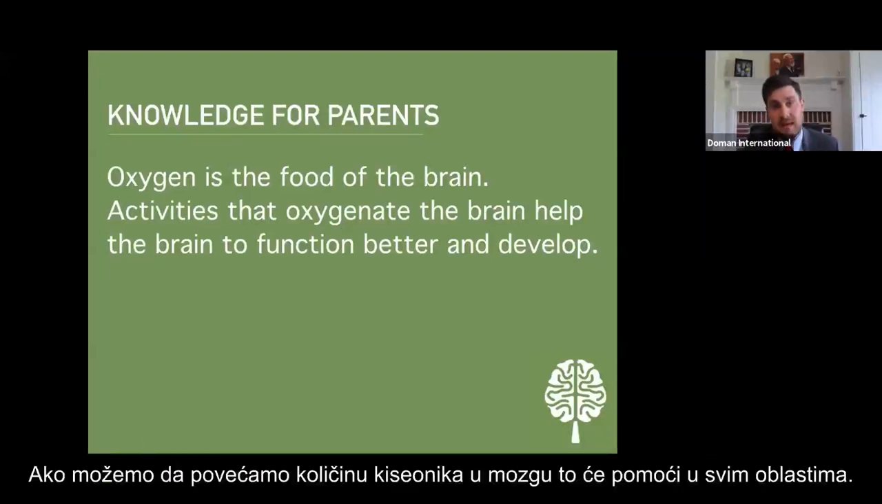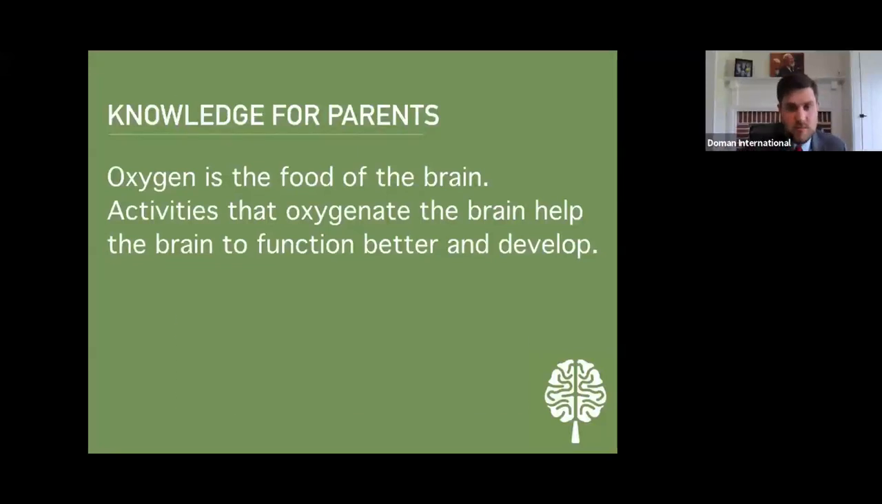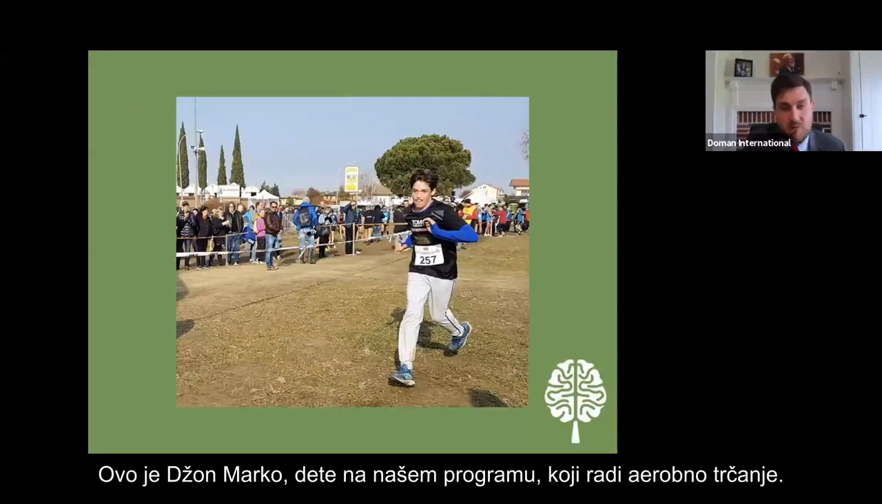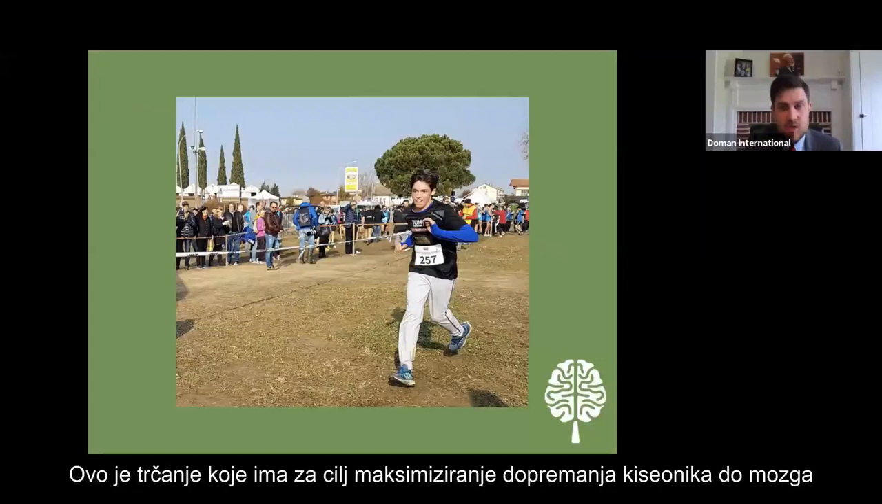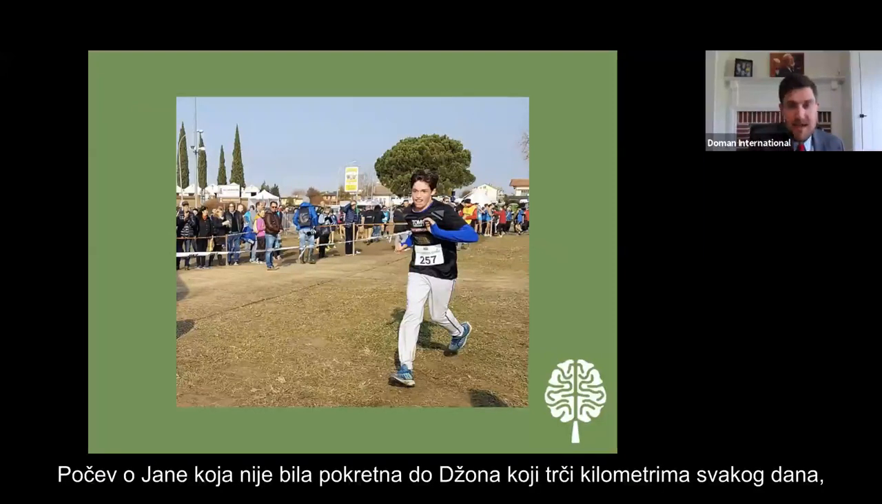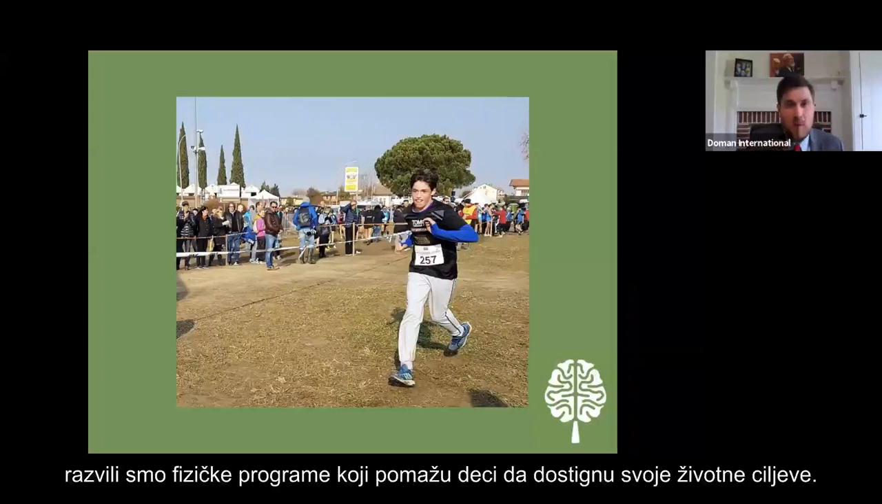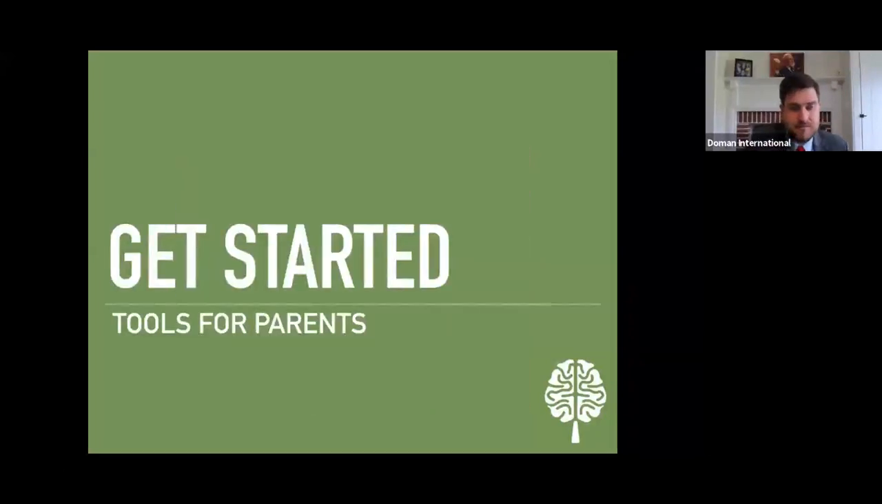And when we find that we can increase oxygen delivery to the brain, it can help in all areas. It can help in a child's speech development, their mobility development, their manual development, and so on. Here you can see a child on our program, John Marco, and he is doing aerobic running. This is a kind of running which is done to maximize oxygen delivery to his brain. So all the way from Yana, who was immobile and not crawling, all the way to John Marco, who's running kilometers every day, we develop physical programs for children to help them reach their goals in life.